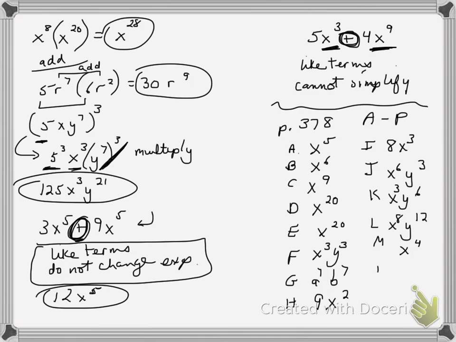N, careful, like terms. I've got 2x cubed. O, no like terms, cannot simplify. I'll put simplify with a little circle around it and the idea that I cannot do it. And P, like terms, 4 minus 1 is 3x to the 5th.